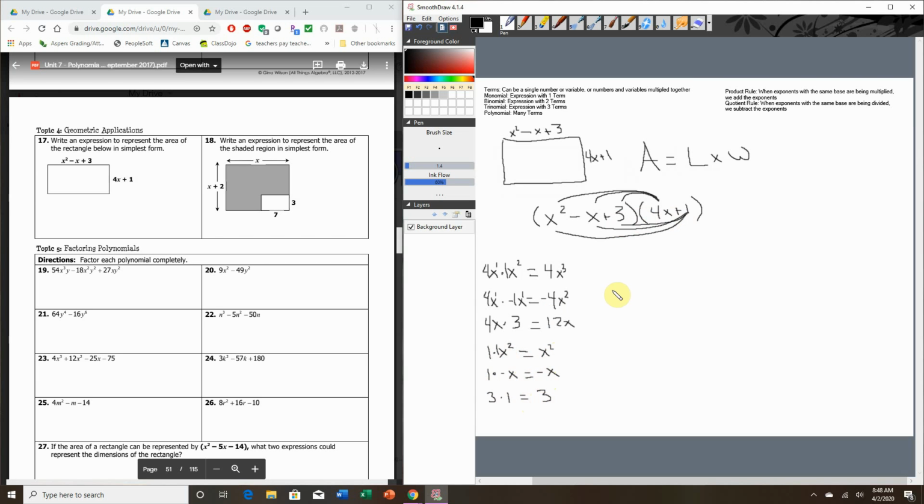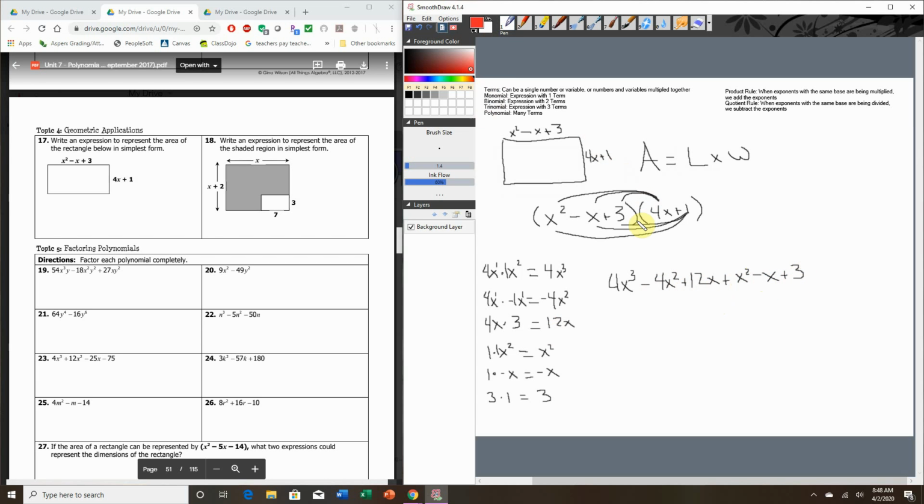And now we're going to write this all on one line. So we have 4x cubed minus 4x squared plus 12x plus x squared minus x plus 3. And now we're going to have to do a review of combining like terms.